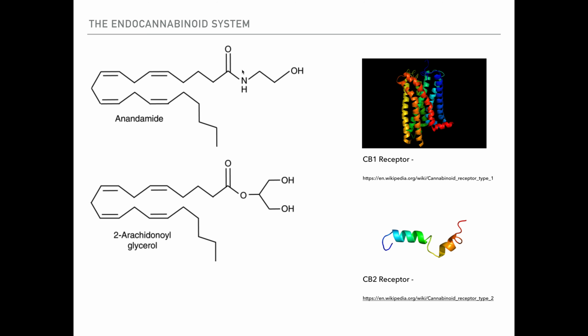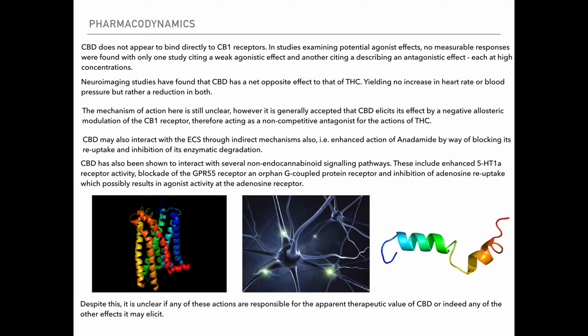Now we can move on to the pharmacodynamics. So CBD does not appear to bind directly to CB1, as I mentioned way back at the start of this tutorial. In studies examining potential agonist effects, no measurable responses were found, with only one study citing a weak agonistic effect and another describing an antagonistic effect, each at high concentrations. Now, neuroimaging studies found that CBD has a net opposite effect to that of THC.